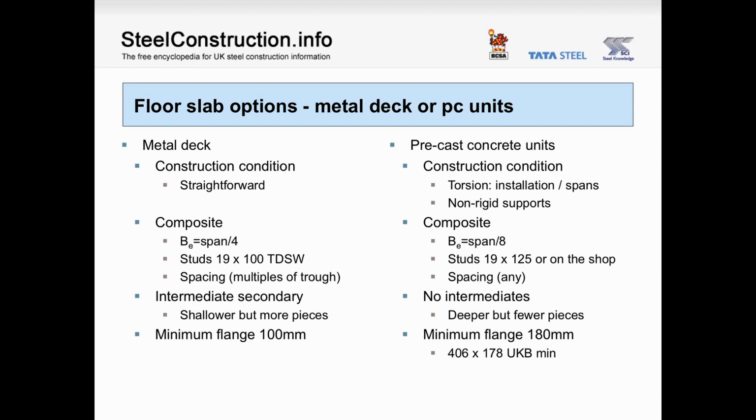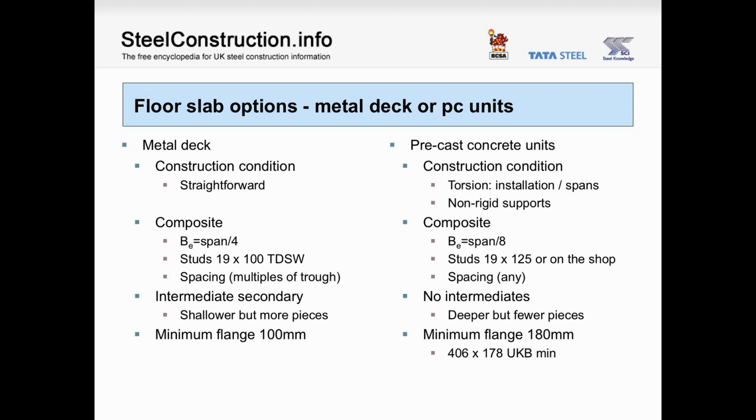Another choice to make is whether to adopt a cast slab on profile metal decking or to use precast concrete units to form the floor. Both have even shares of the market and together comprise over 80% of floors constructed in the UK. Some key points to note here are that during construction, there needs to be careful consideration of the installation schedule of the precast units to avoid introducing torsion into the steelwork.